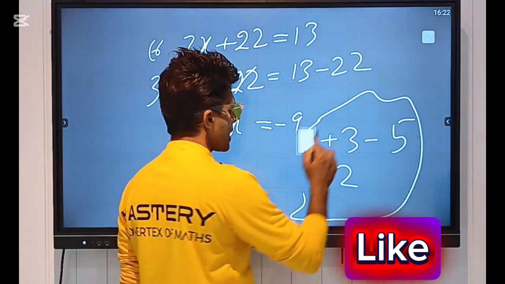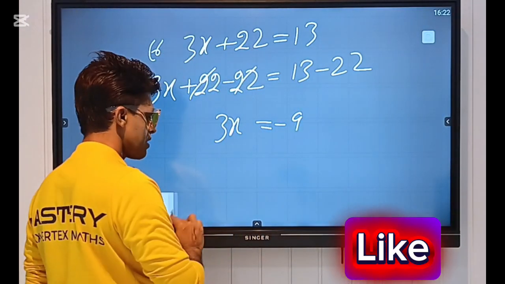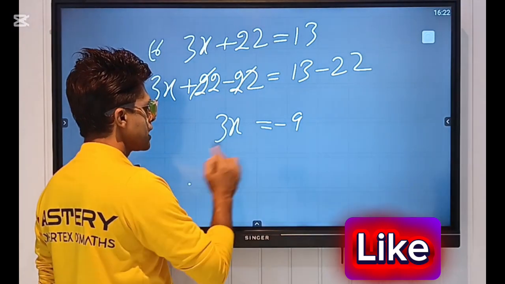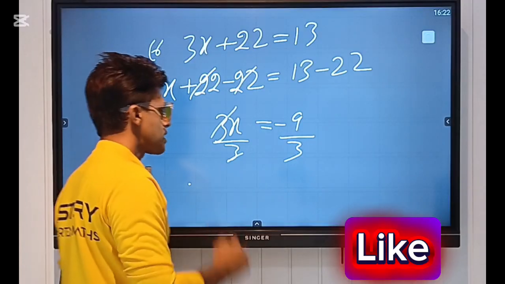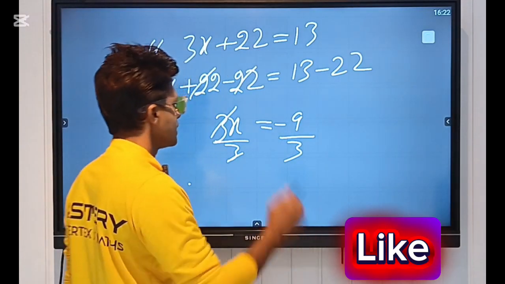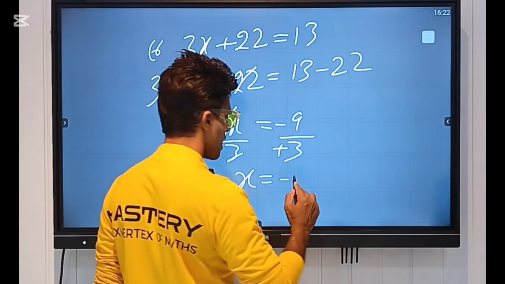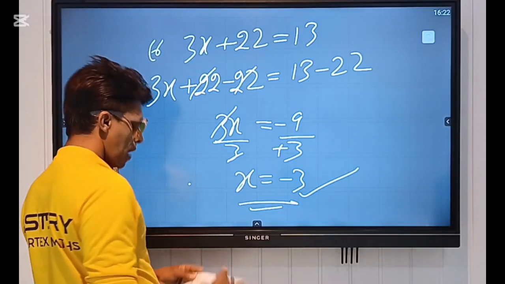Okay, so right now we could divide both sides by 3. Both sides are divided by 3 here. The reason for dividing here, since it is multiplication, is that this 3 and this 3 can be cancelled out. After that, a negative divided by a positive is negative, so minus 9 upon 3 is minus 3. The value of x is minus 3.